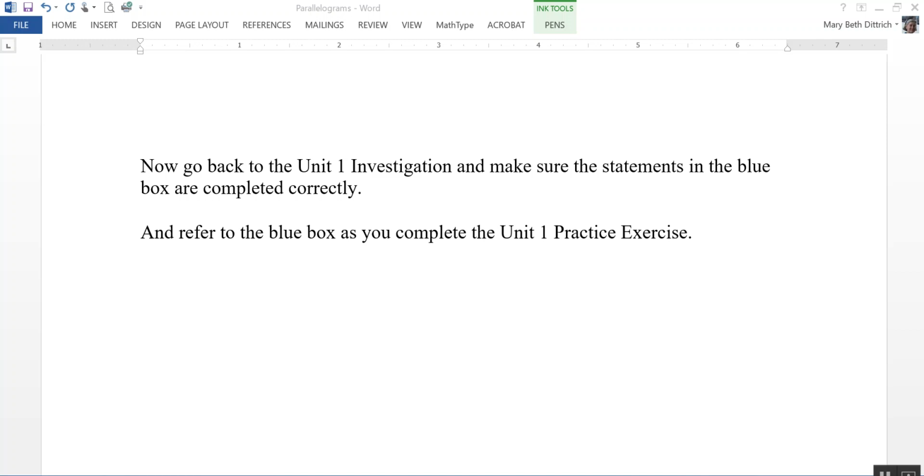So in this video we took a look at parallelograms, what the definition of a parallelogram is, both pairs of opposite sides parallel to each other, and several theorems that talk about the characteristics of parallelograms.